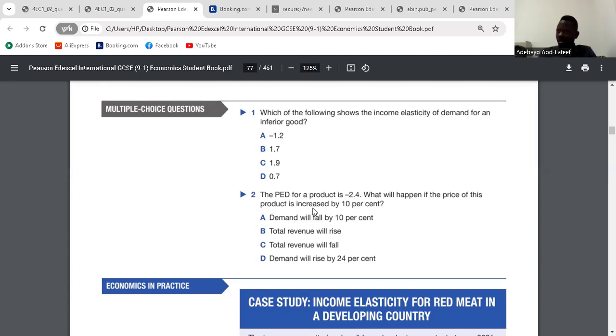Remember, a product that is price elastic. Total revenue will fall. It is elastic, so that means it is price elastic. If the price increases, the revenue is going to fall. If the price falls, the revenue is going to boom. Is it clear? Yes. That ends chapter 10, income elasticity of demand.